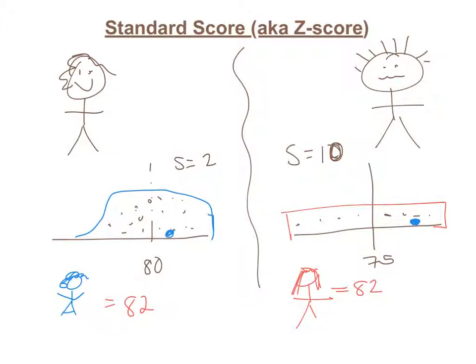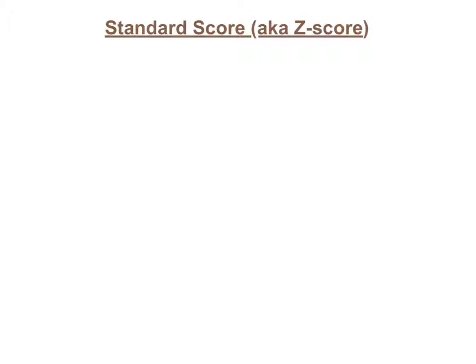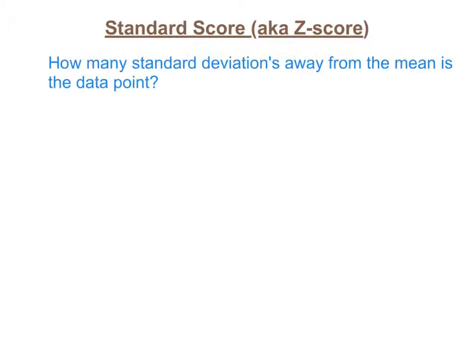And the way that we do is we use something called standard scores. So we standardize the scores based on their mean and their standard deviation. And we ask this question with standard scores: how many standard deviations away from the mean is the data point? So the standard score gives us an idea how many standard deviations away from the mean is the data point, meaning how far away from the mean relative to the rest of the set did somebody do.